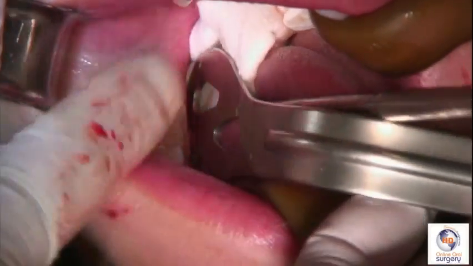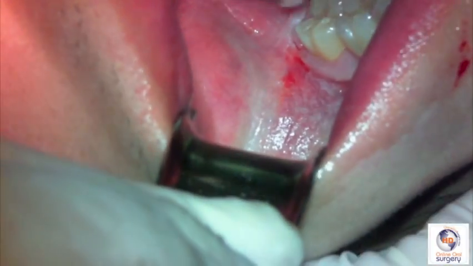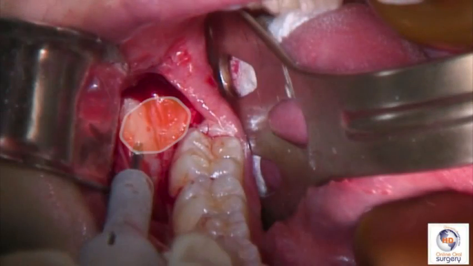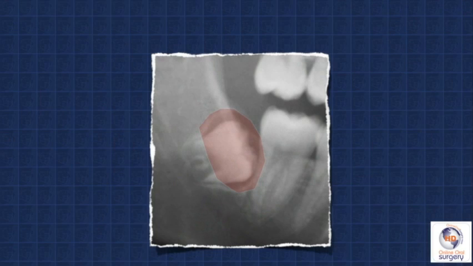We begin by placing a throat pack and retractors in order to isolate the area. We're going to use our surgical handpiece to sweep away the bone that's covering the tooth, and if we look at this radiographically, the bone we're going to need to remove is on the occlusal aspect of the tooth, but also extending onto the distal and mesial regions so that we can completely see the crown.